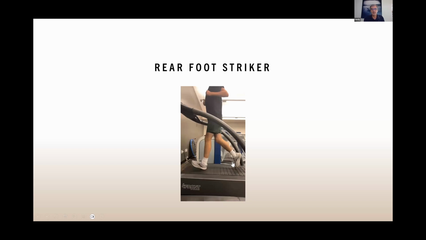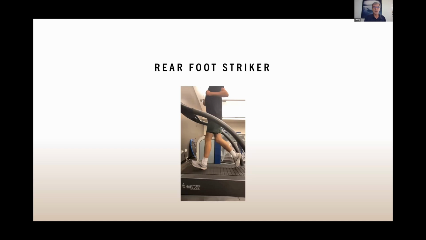A rear foot striker is just as it shows in the picture here. He's hitting his heel first. And if you look at his center of mass coming down his body here, you'll see how his foot is a pretty good distance forward from the center of mass. And here he's going to be hitting at the heel, obviously. The knee is pretty straight, and then the hip is more underneath him as well. So there's less absorption of forces through the joints at the ankle, knee, and hip.